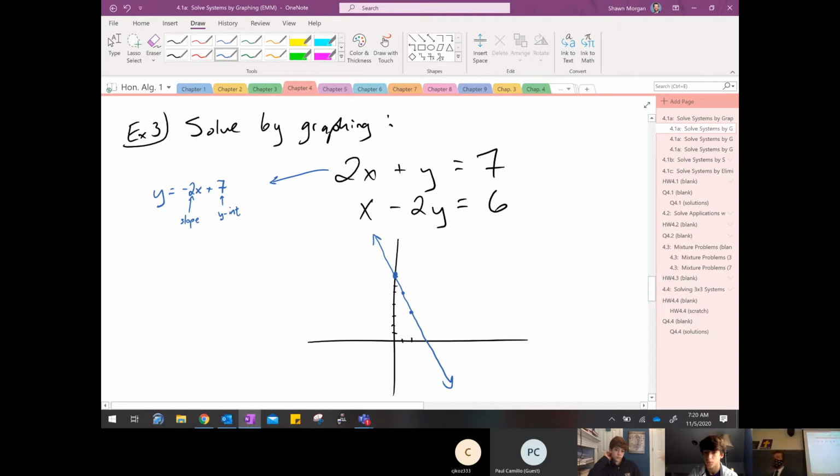So that's our first line, right? That's easy. Let's do the same thing for the second line. What did I say we want to try and get by itself? We want to try and get y by itself. All right. So let's do that over here. What do you think? Subtract x from both sides. So we got negative 2y equals negative x plus 6. And then I want to divide everything by negative 2. Divide, divide, divide. And that becomes y equals 1/2 x minus 3.